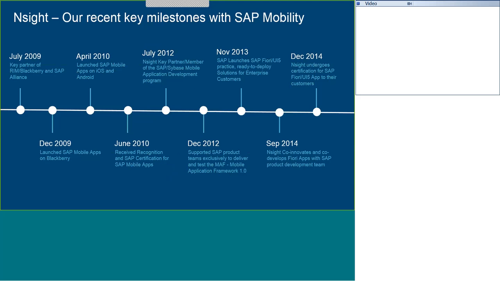This is a timeline that basically sets forth some of the milestones specific to our partnership with SAP over the past 6 years. One of the key features of this that I'd like to point out is that for the past year now, our team has worked directly with the SAP development team, co-innovating and co-developing Fiori apps.